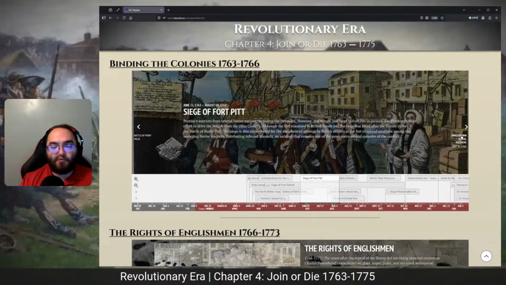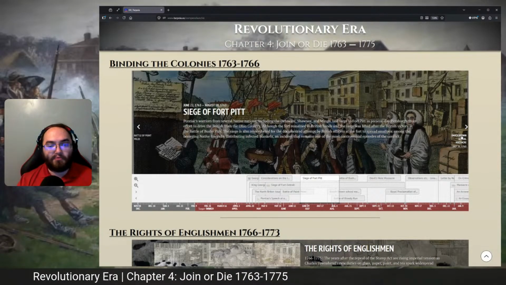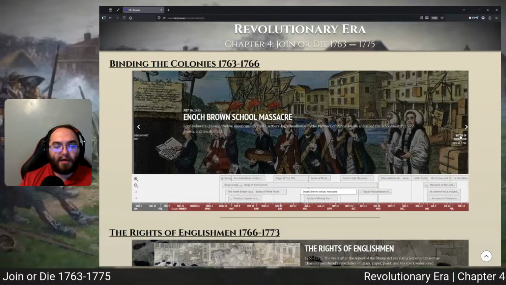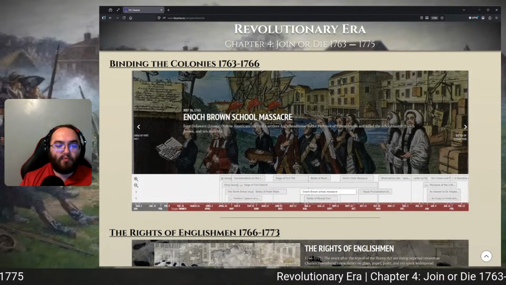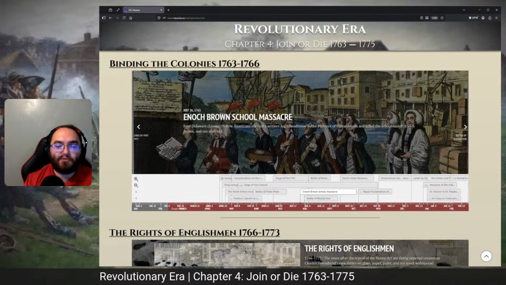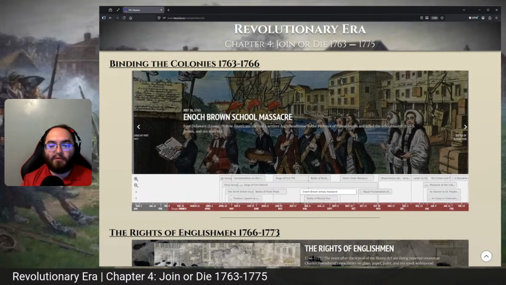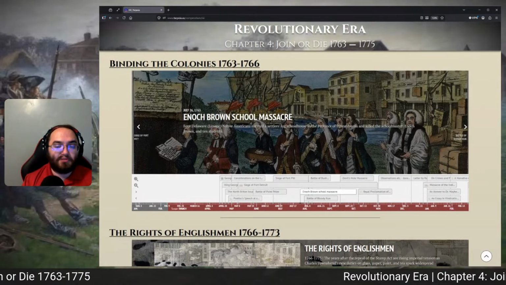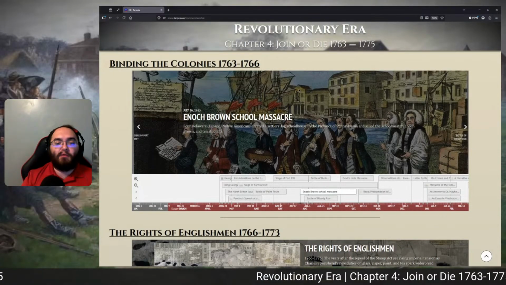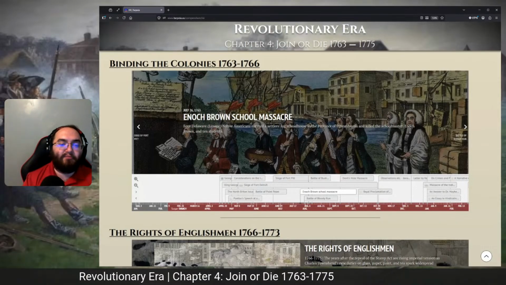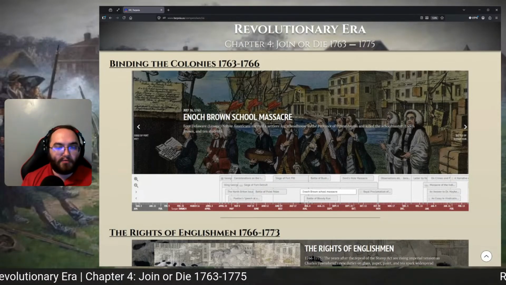You have the Siege of Fort Pitt. That's Pittsburgh, Pennsylvania. You have the Enoch Brown School Massacre, where 4 Delaware or Lenape Native Americans entered a settler's log schoolhouse in the province of Pennsylvania and killed the schoolmaster, Enoch Brown, and 10 students. So this is yet another massacre committed by Native Americans against the colonists.